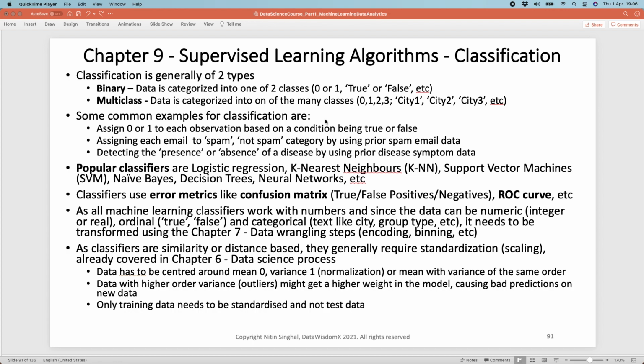So you look for keywords, you look for the senders, you look for the subjects. These are the input X variables. And based on that, you can decide whether the email is spam or not spam. Another good example is detecting the presence or absence of a disease by using prior disease symptom data.